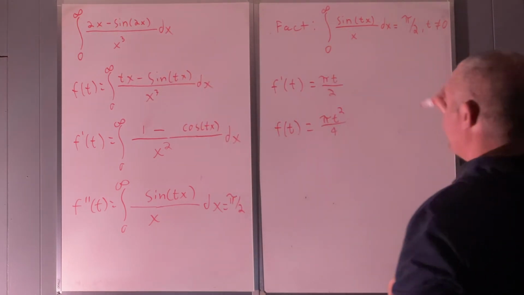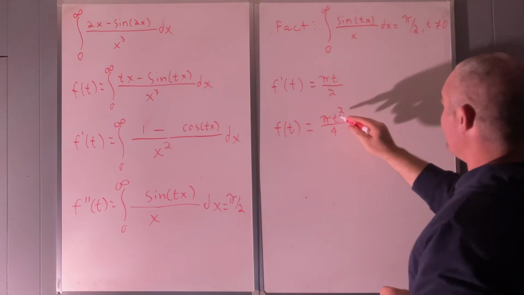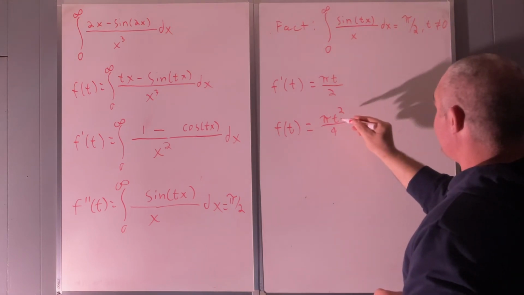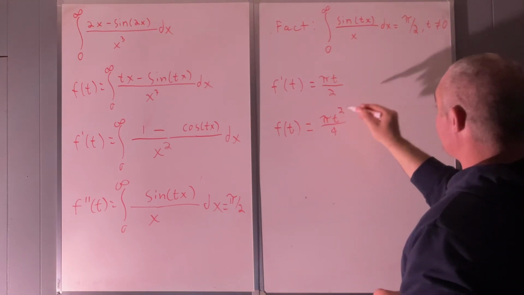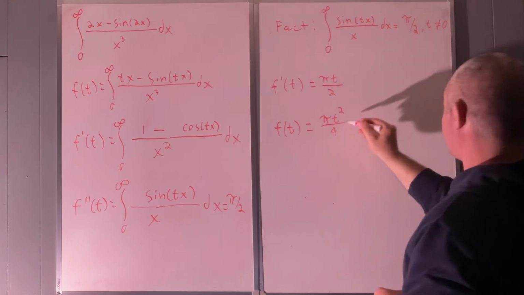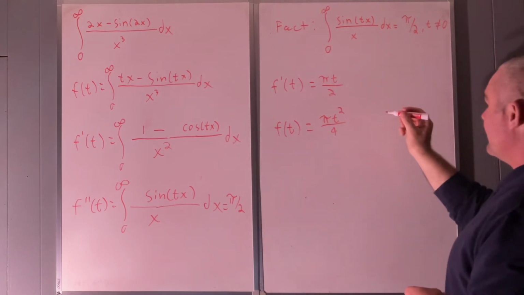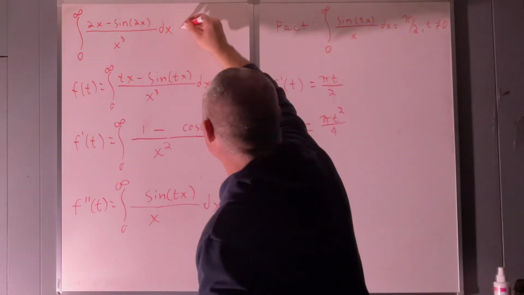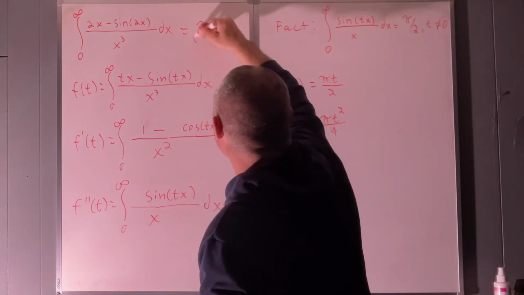So let's do that. All right, if we plug in 2 for t, we'll just get 2 squared, which is 4, which will cancel with that 4 in the denominator. So this is equal to pi. There you go. That's it.